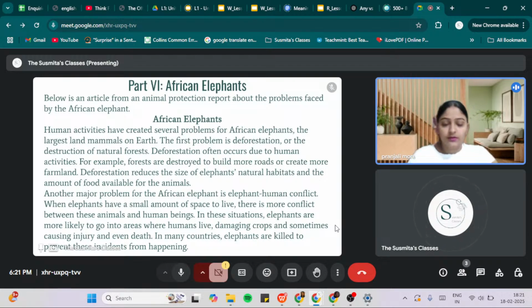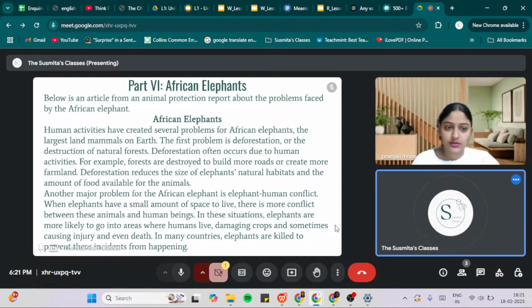Okay, just note the problems which have been mentioned. The first problem is deforestation. It has been highlighted over there, correct? The first problem is deforestation or the destruction of natural forests, correct? Now, why does it happen? Human activities.